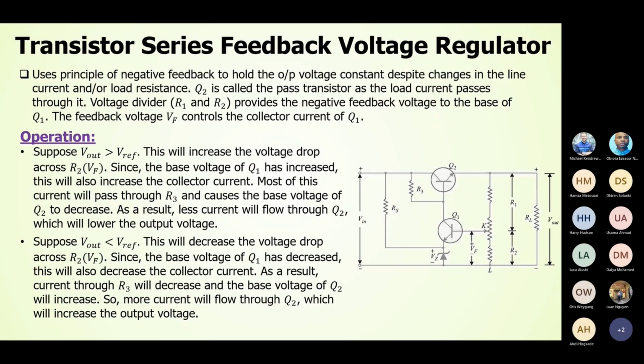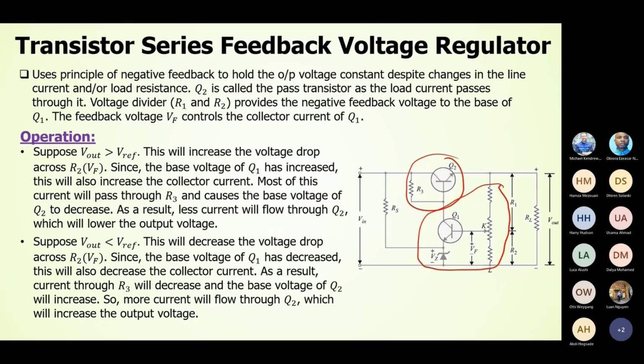So to overcome the limitation of the transistor series voltage regulator, researchers came up with a new idea, which is called the transistor series feedback voltage regulator. So here, this is the original transistor series voltage regulator, and now we add this additional part to provide feedback. How does this circuit operate? It uses the principle of negative feedback to hold the output voltage constant despite changes in the line current and or load resistance.